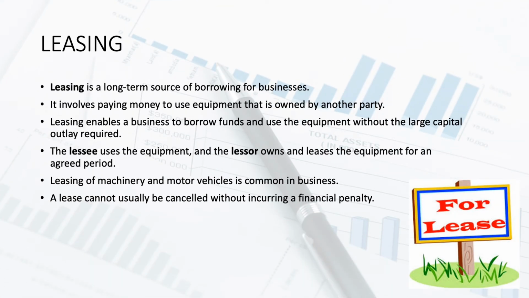Another form of borrowing is leasing. This is where businesses will actually have access to equipment but not actually own it. A good example would be something like a photocopier. The school might, for example, lease a photocopier. They make regular repayments on that photocopier, but they never actually own it.